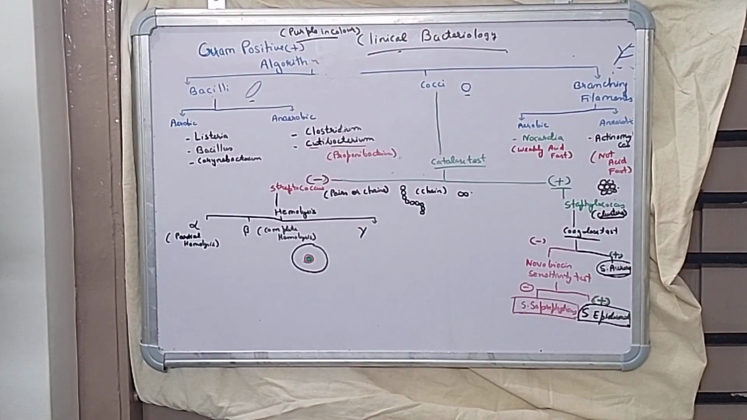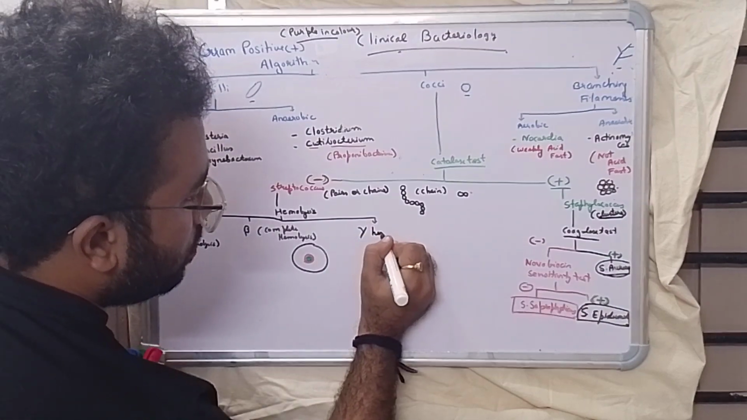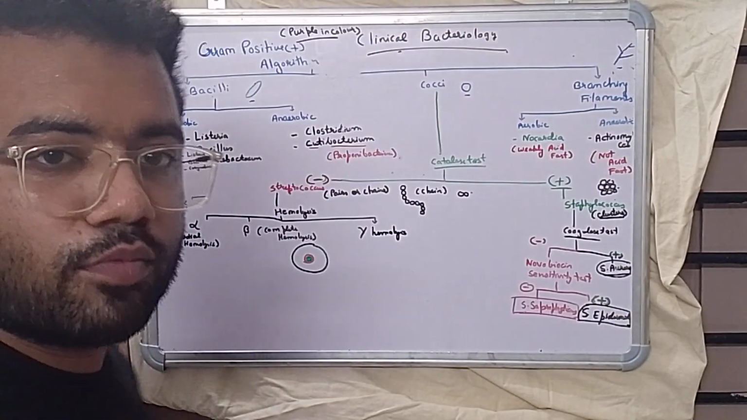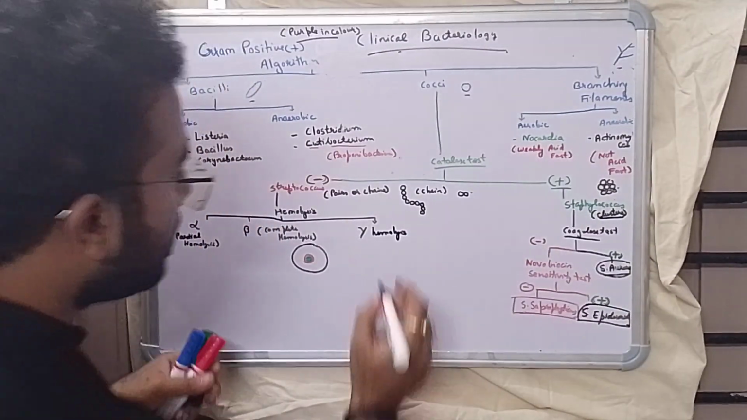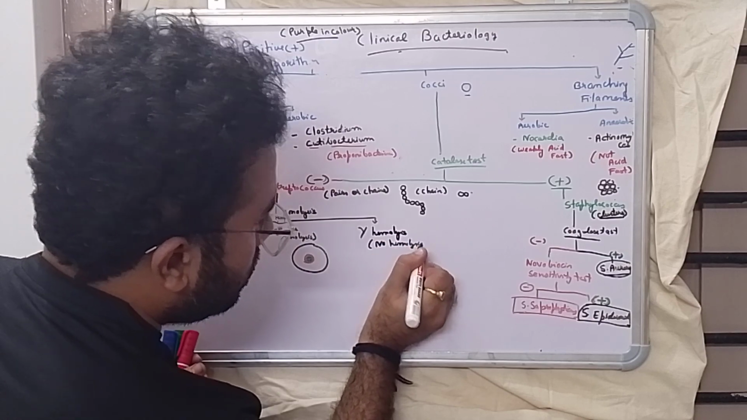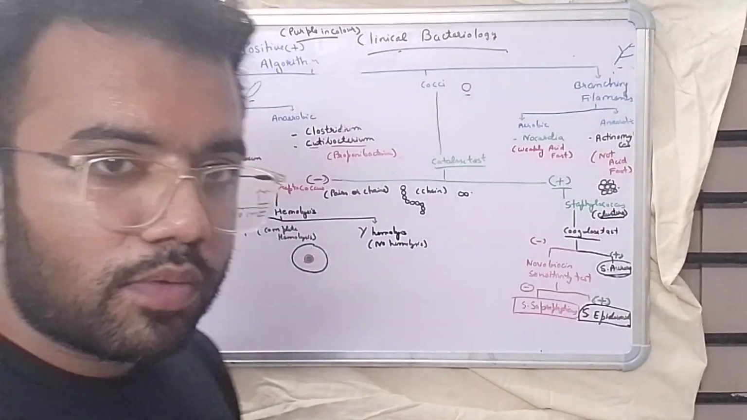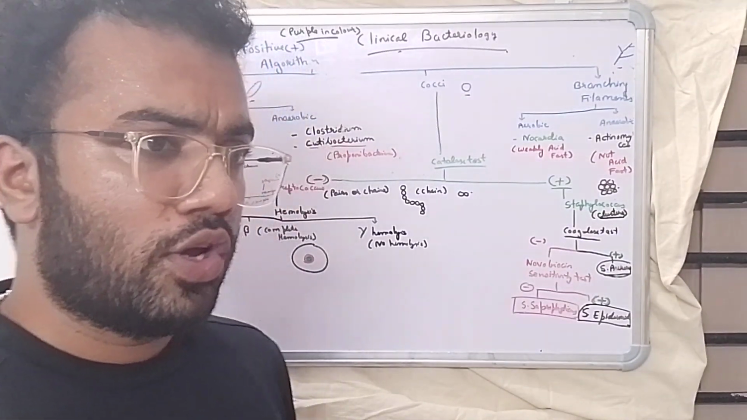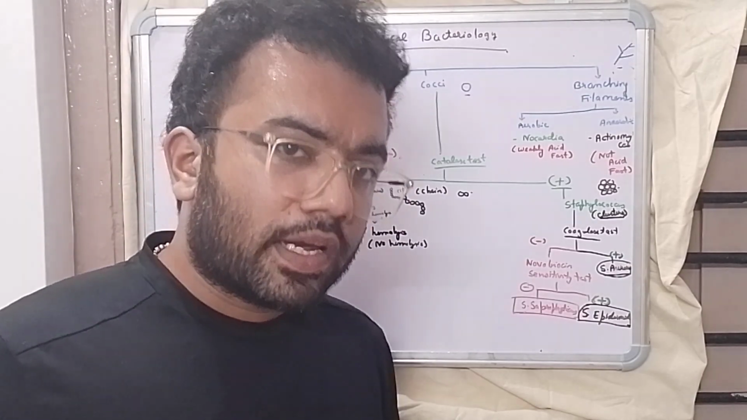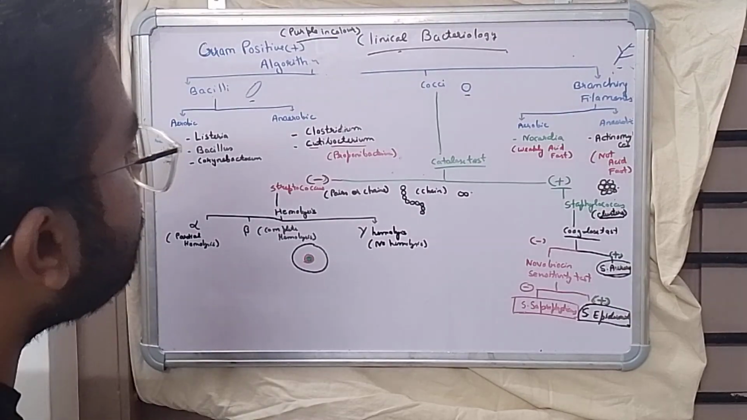And further, we will differentiate gamma hemolysis. What is gamma hemolysis? Gamma hemolysis means no hemolysis. There is no denaturation or breakdown of hemoglobin by the bacteria. Please understand this. It's a very important concept.